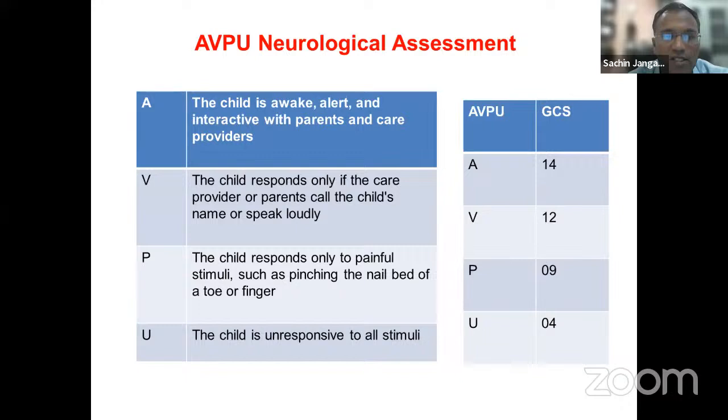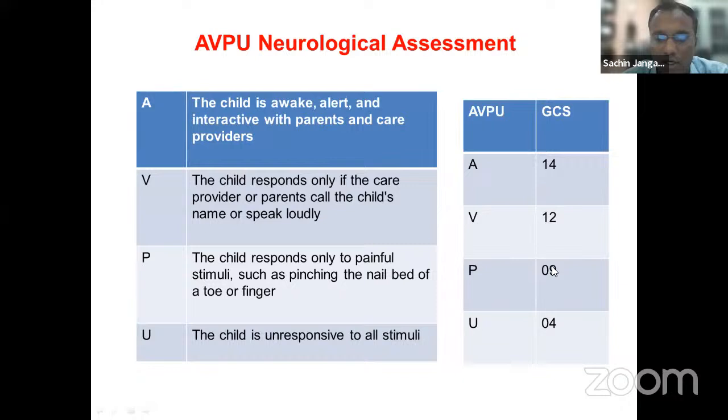So if you compare the AVPU scale and the GCS, A is equal to almost 14 GCS, V is equal to 12 GCS, and P is equal to around 9 GCS. So this is a scale you can use for rapid assessment, and we can decide the further management. Like if the patient is only responding to pain, that means GCS is less than 9 or around 9, then this patient needs emergency respiratory support or intubation.